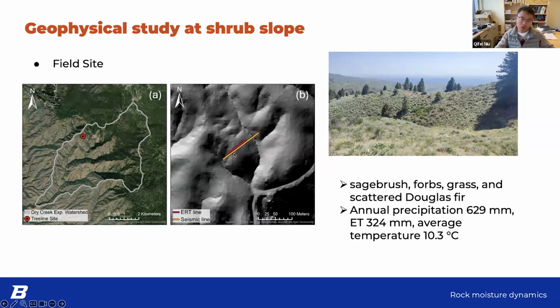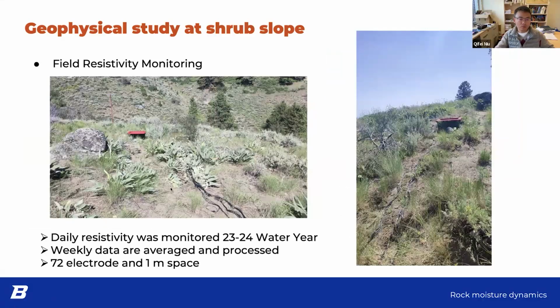Here is the DEM, showing the two survey lines. The yellow line is where we did the seismic survey, and the red line is the ERT resistivity line. For this site, we use a customized resistivity meter and these cables. We have 72 electrodes with 1 meter spacing. We deploy them across the slope, across the ridge, and here's a box where we host the resistivity meter and batteries. All these cables connect the electrodes to the resistivity meter. The box was in the field for about a year.